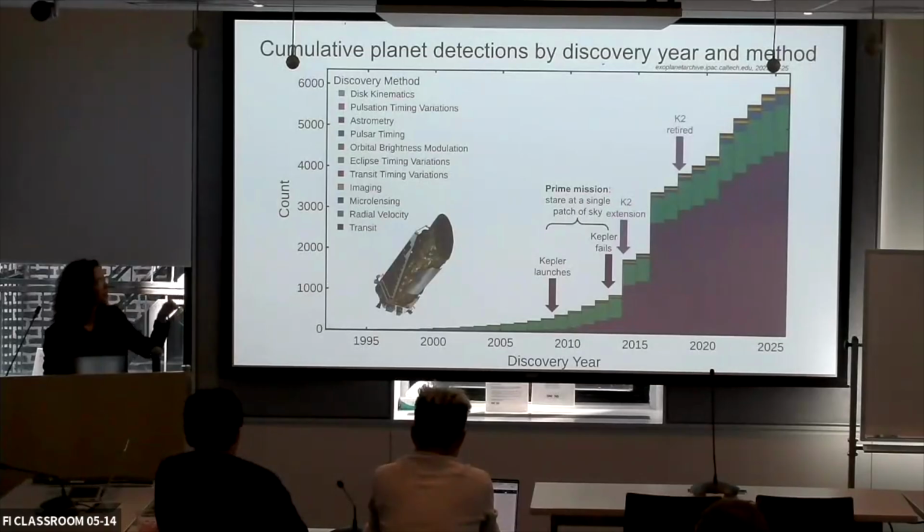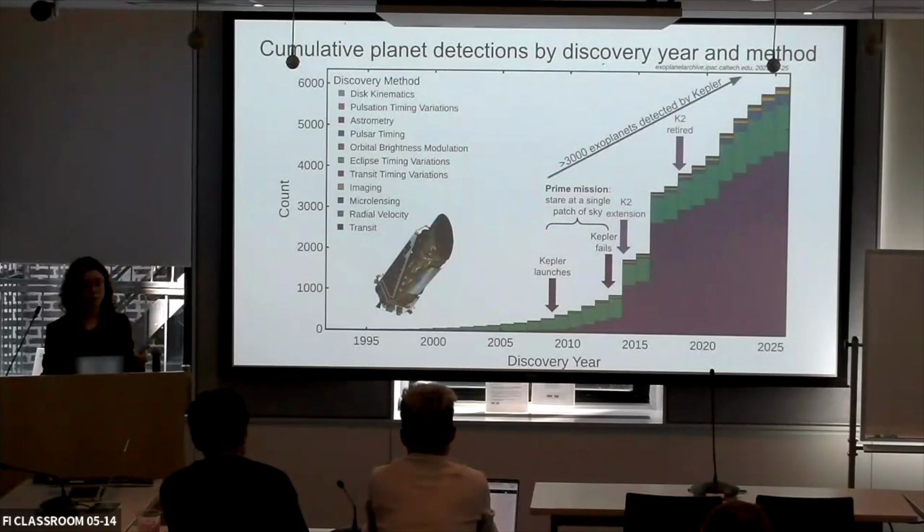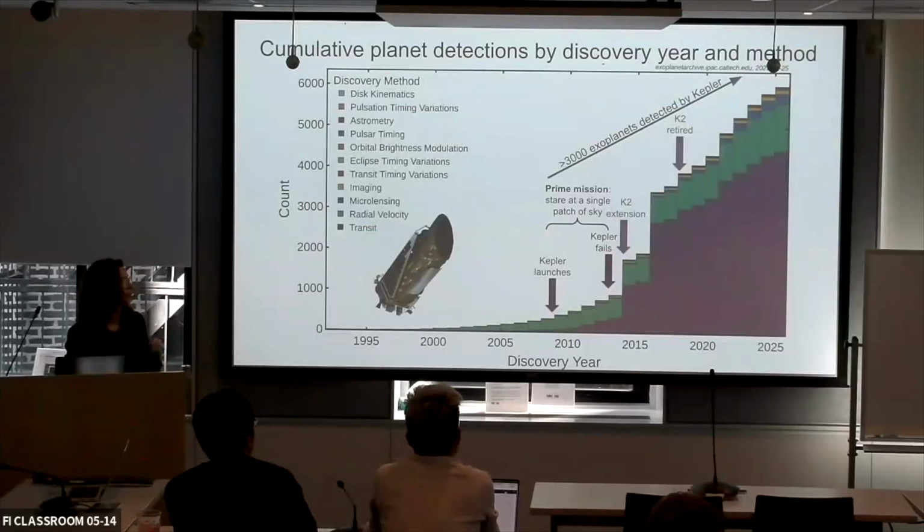There was an extended mission of Kepler for a little while. It is finally fully retired. But note that of the 6,000 planets we've discovered, over half of those alone are detected by Kepler. So this is still the biggest statistical mission in exoplanets we have to date, and this will maybe change with the launch of the Nancy Grace Roman Space Telescope. So what did we learn from this? We detected all these planets.